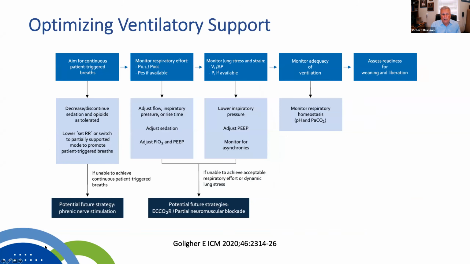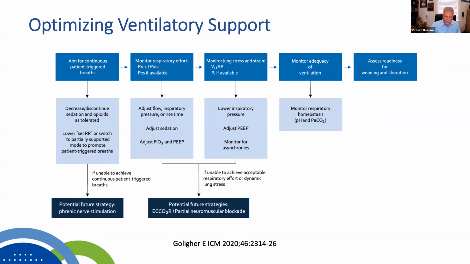And so Gallagher goes by and says, okay, there are some things we want to do then. We want to have the patient trigger the ventilator. In order to do that, we have to decrease sedation. We lower the respiratory rate so the patient starts breathing more often. If that's not possible, maybe in the future we'll do phrenic nerve stimulation. In terms of excessive effort, you can monitor P0.1 and esophageal pressure if you have it.